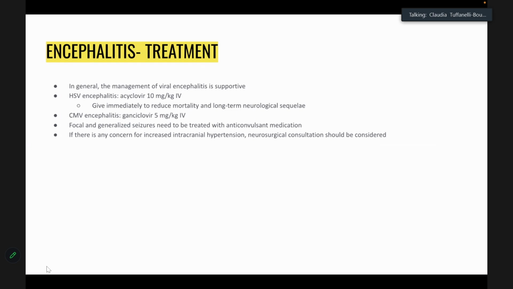Same with meningitis, you make sure you're treating their seizures with anti-seizure medication. And then if you need to, contacting your neurosurgical team.